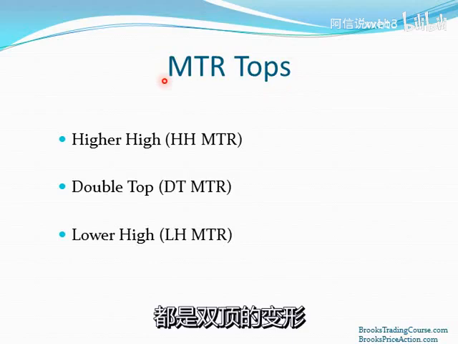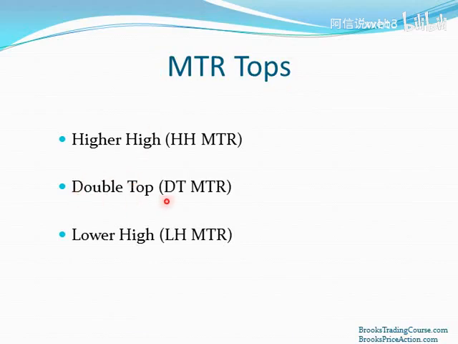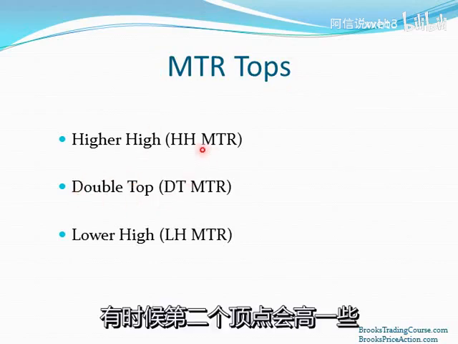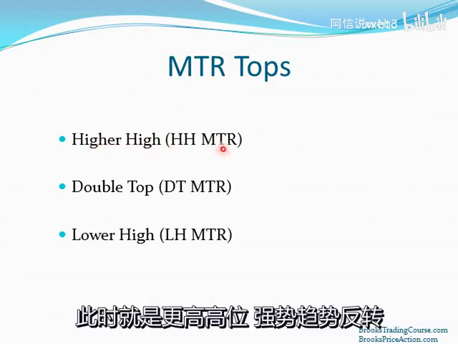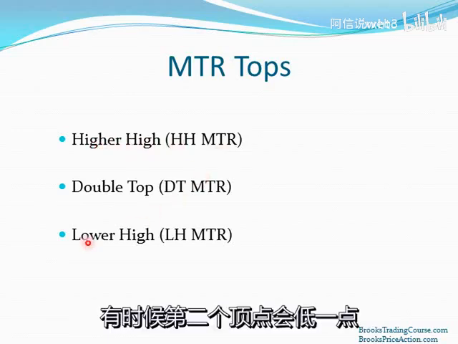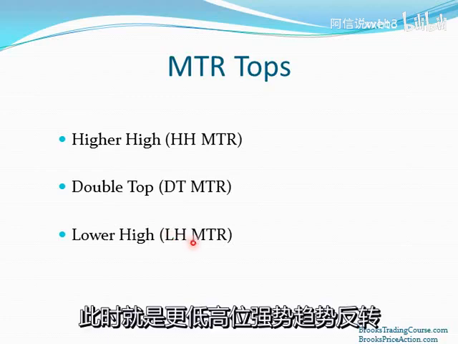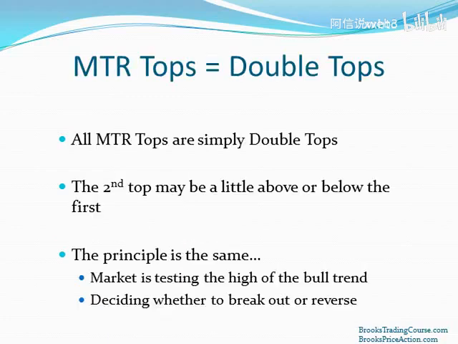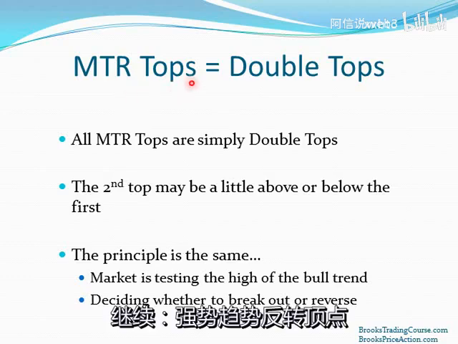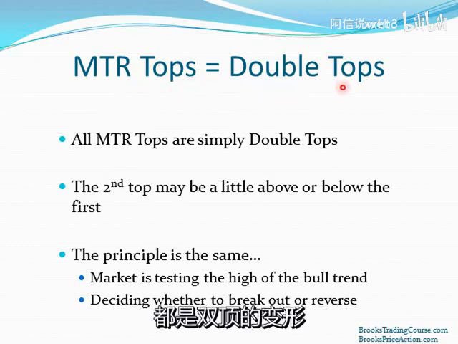Major trend reversal tops, they're all variations of double tops. Sometimes the second high is a little bit higher and you have a higher high major trend reversal. Sometimes the second high is a little bit lower and you get a lower high major trend reversal. Again, all major trend reversal tops are variations of double tops.